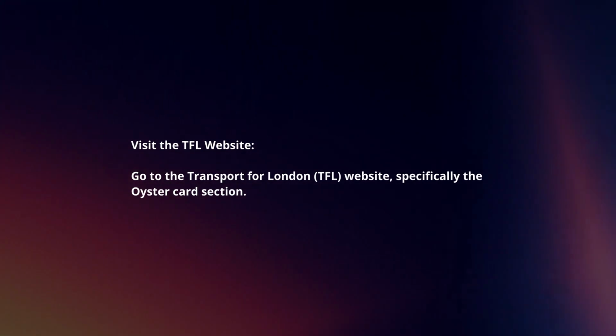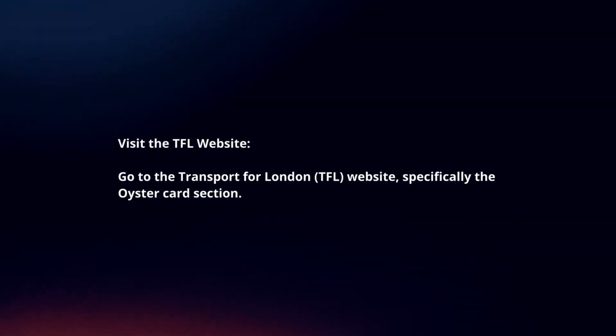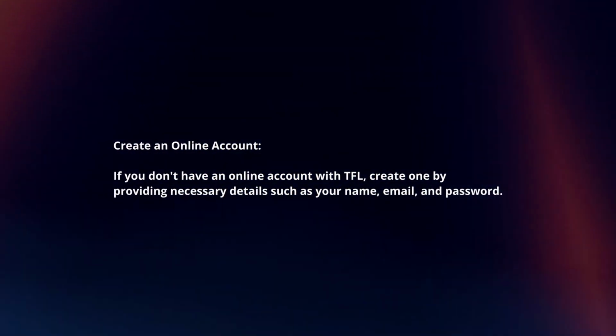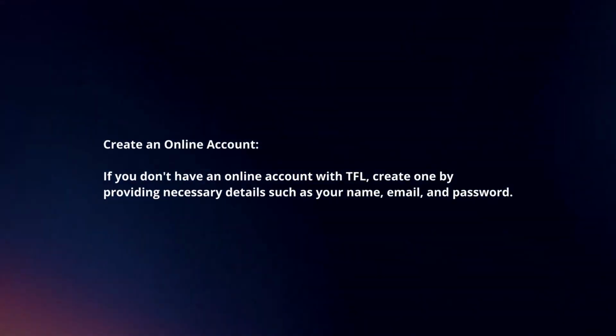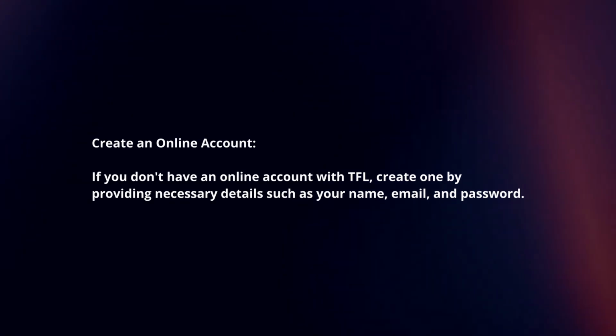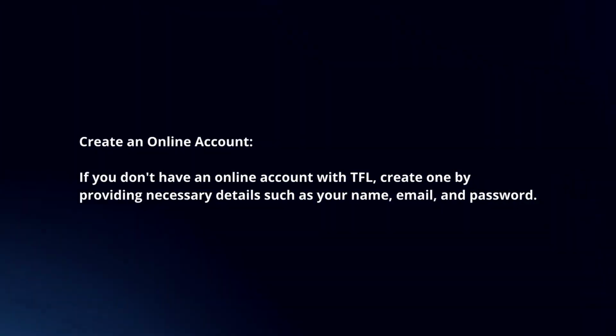To register an Oyster card online, follow these steps. Visit the TfL website. Go to the Transport for London website, specifically the Oyster card section. Create an online account. If you don't have an online account with TfL, create one by providing necessary details such as your name, email, and password.